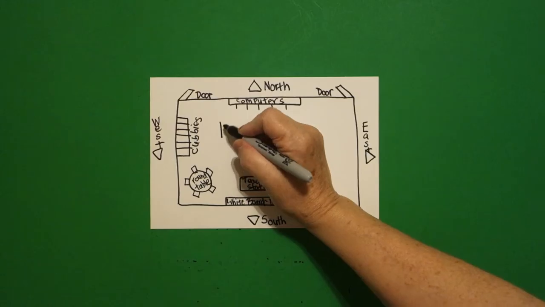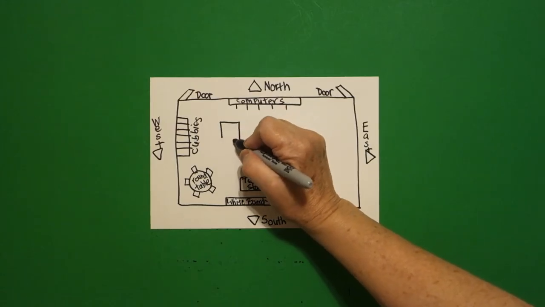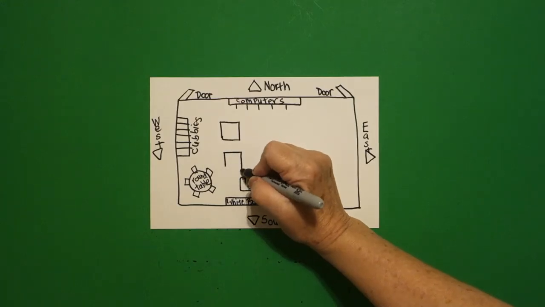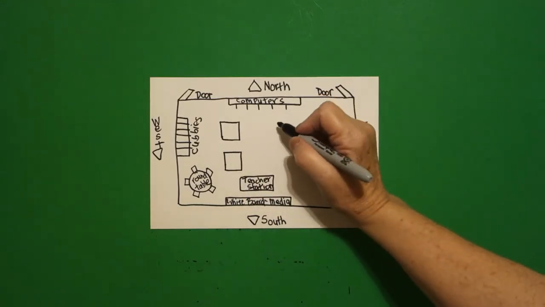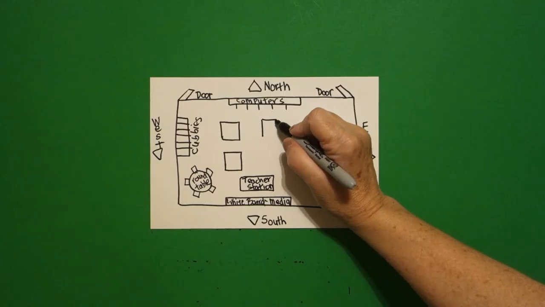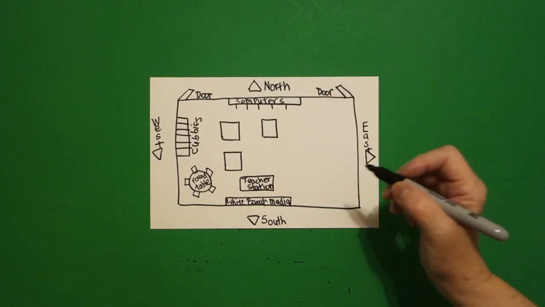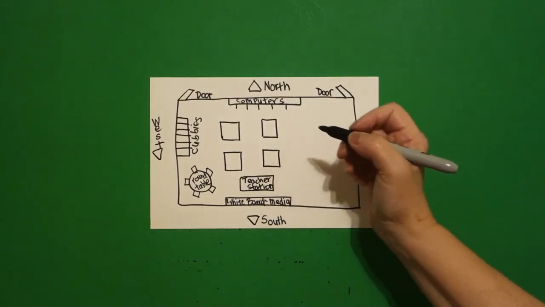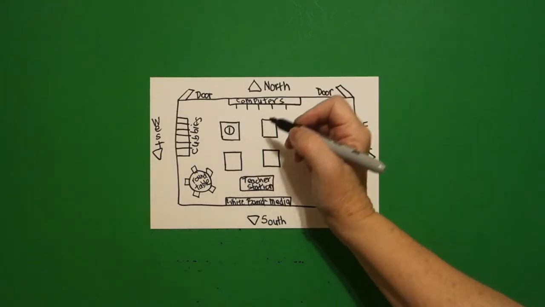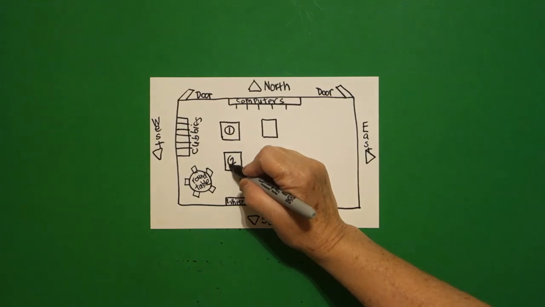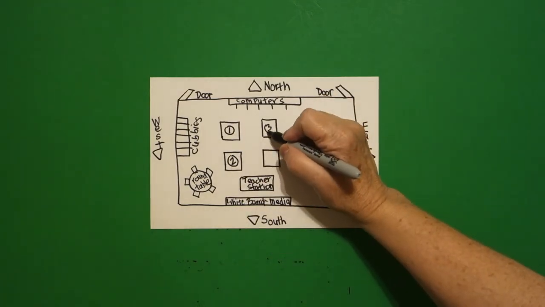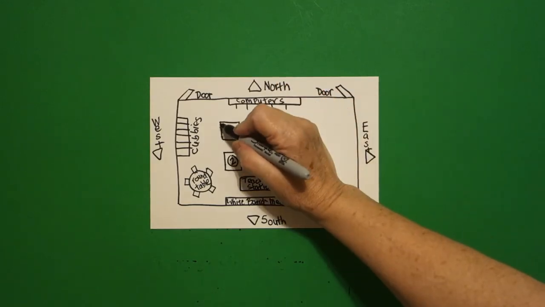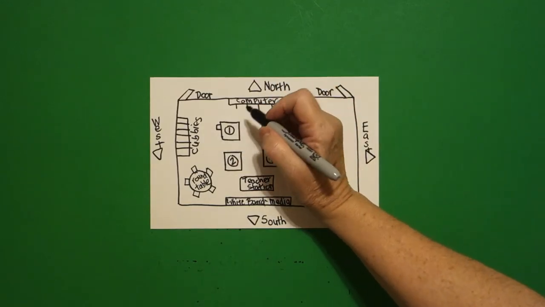Now I'm going to draw a straight line, straight line, straight line, connect. Again, straight line, straight line, straight line, connect. Once more, and once more. This is table one, table two, table three, and table four.